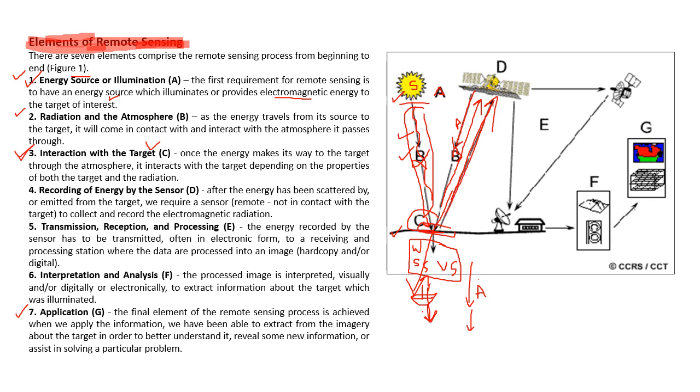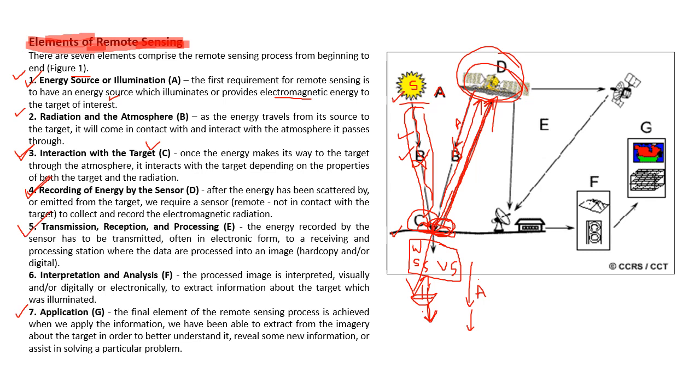So from C to D means what? From C to D means the energy which goes from the surface of the earth to the satellite's sensor. Okay, this is the recording of energy by the sensor. So how is the sensor recording energy? We are moving towards our destination, the objective. Our objective is satellite images, and to understand satellite images, we should know how the satellite is detecting the energy. That is the recording of energy by the sensor.